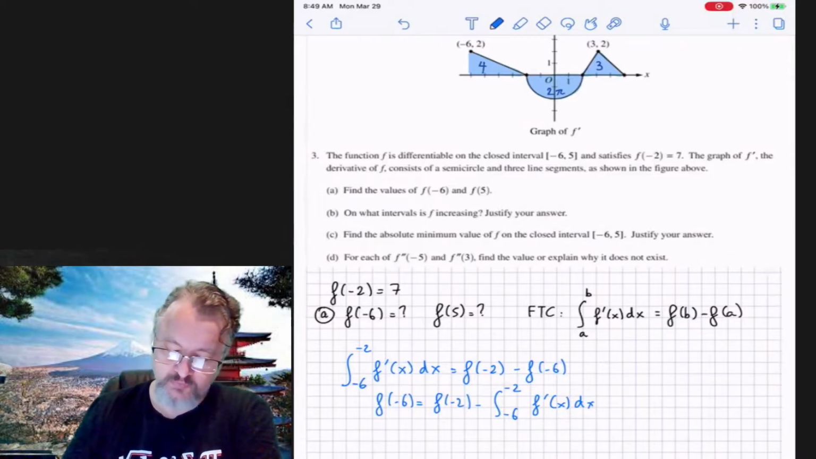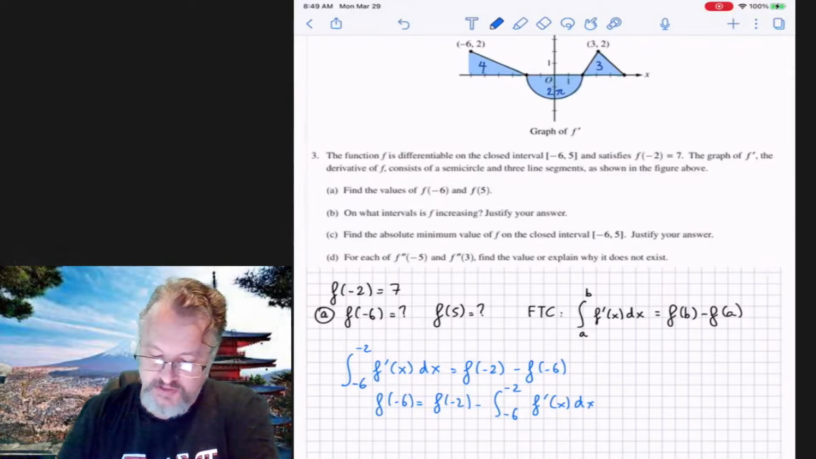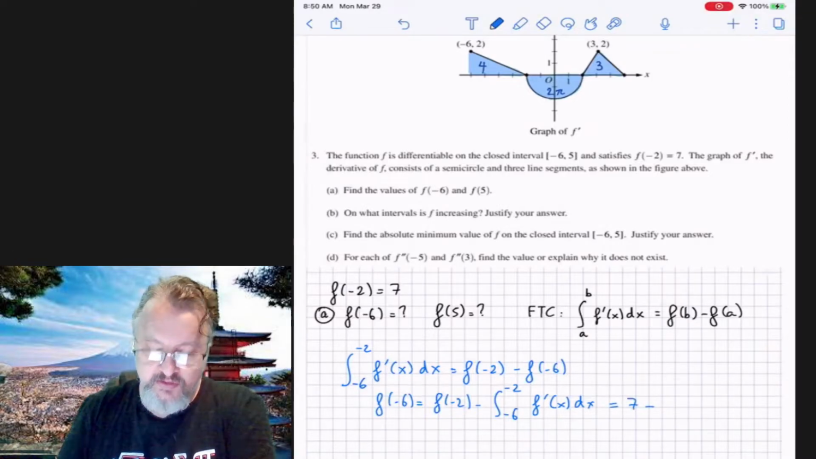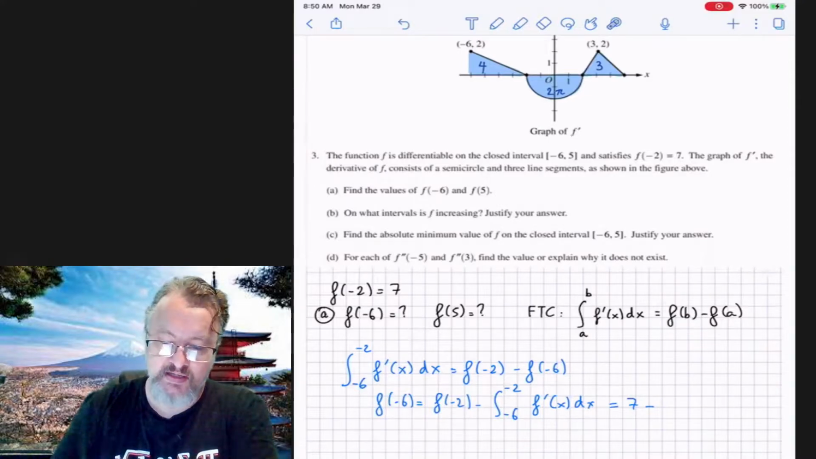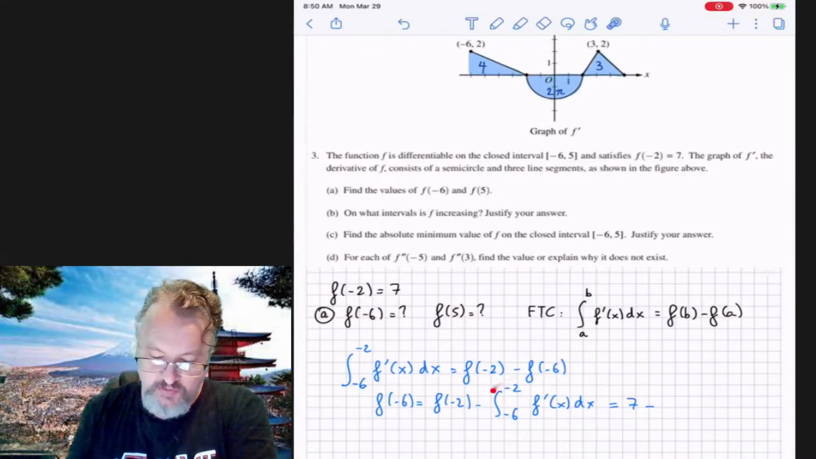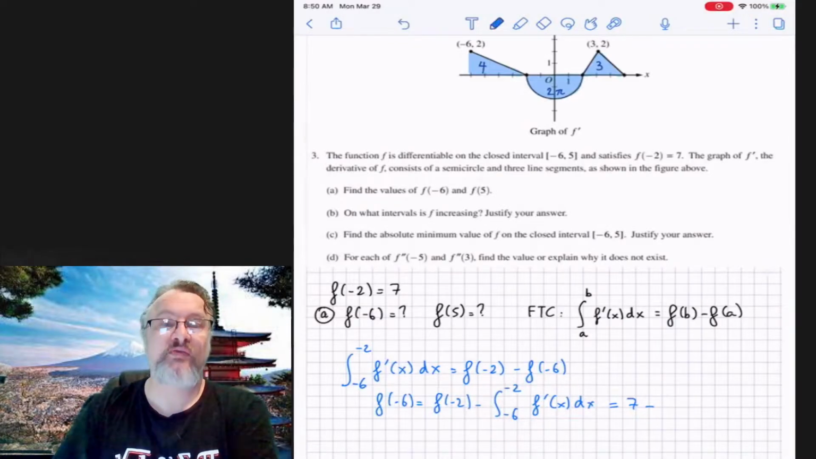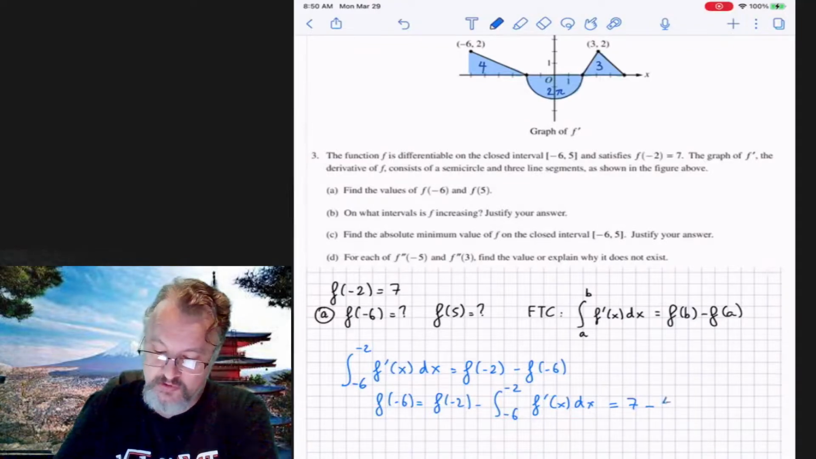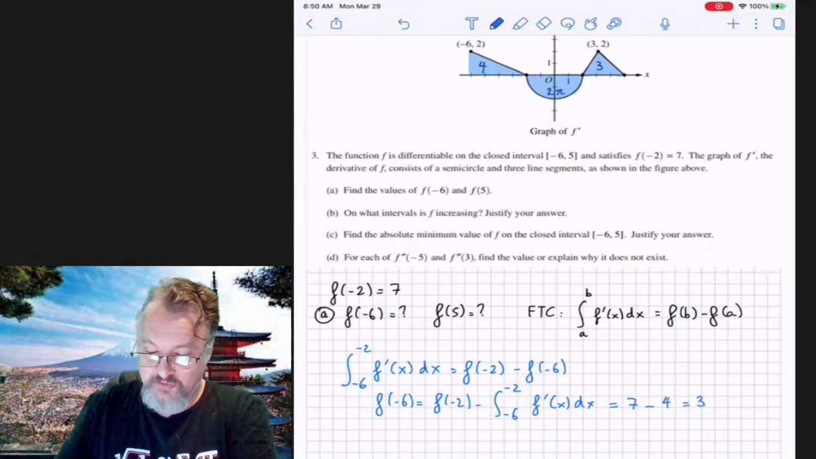Okay? So now we look at what is provided. f at negative 2 is equal to 7. The integral is the area under the curve between negative 6 and negative 2, which is essentially what this means. This area under the curve, if you look at the graph, is just a 4. And so we have 7 minus 4 equals 3.